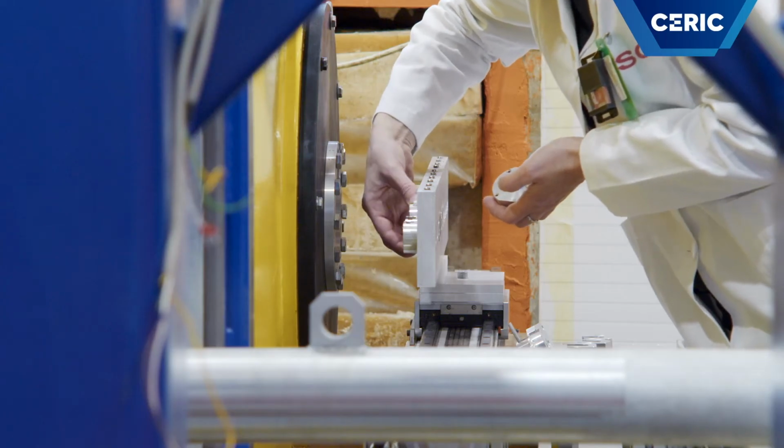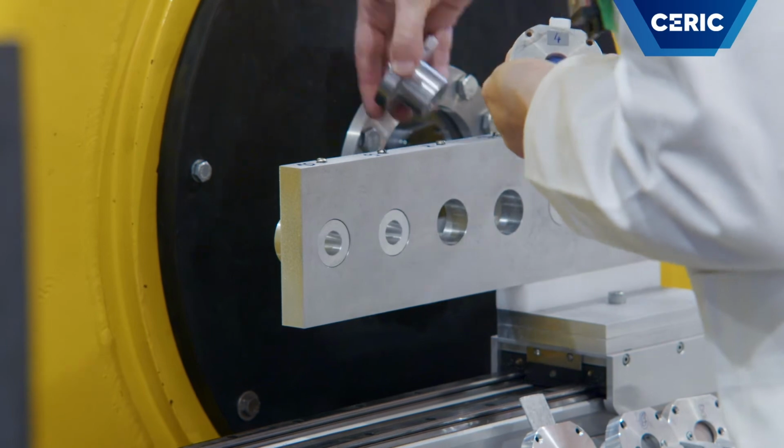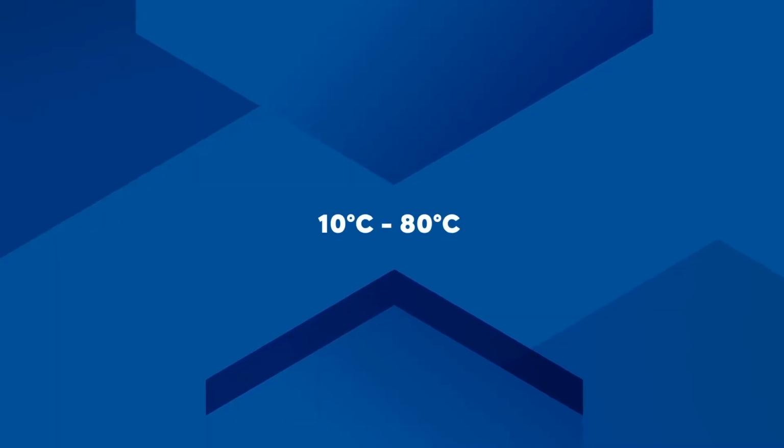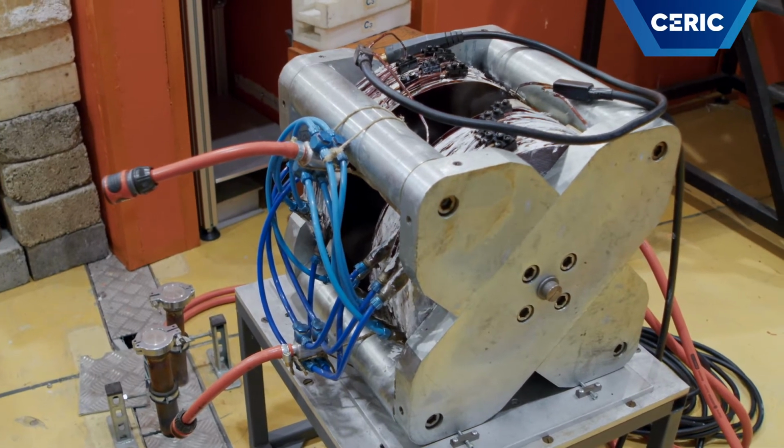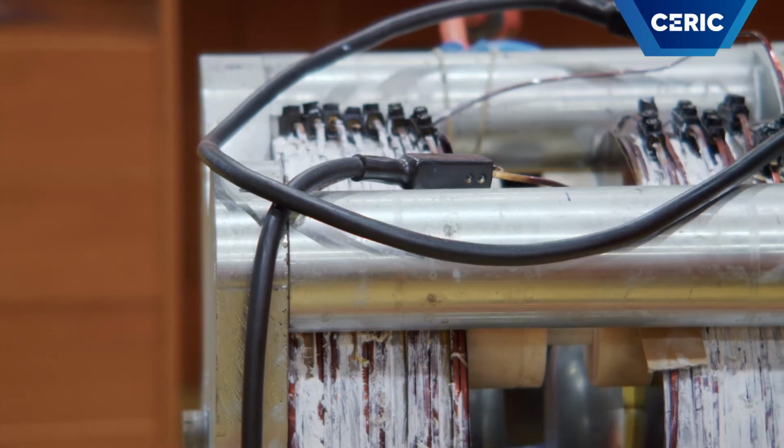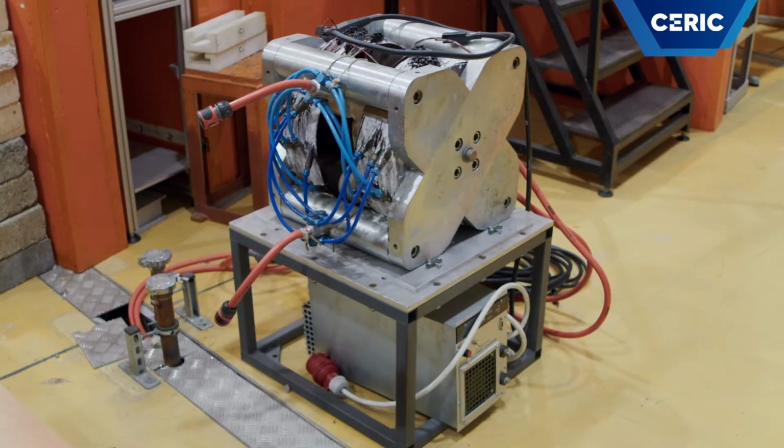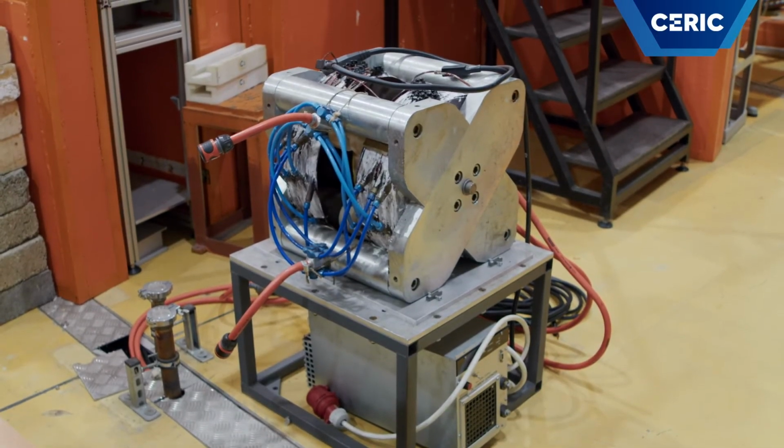In the most common setup, up to 10 samples can be placed into a sample changer, which can be heated or cooled from 10 to 80 Celsius degrees. An electromagnet of 8 Tesla magnetic field can also be used for the study of the magnetic behavior of the material.